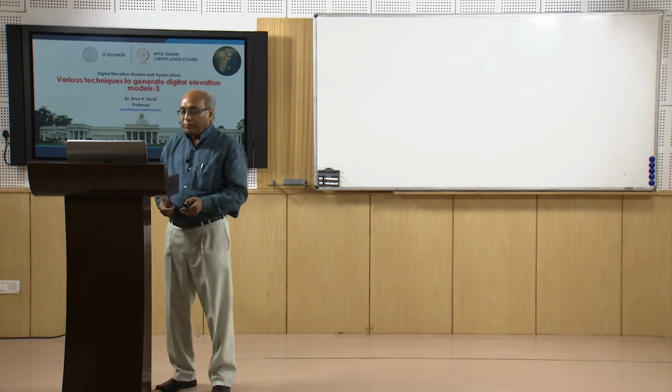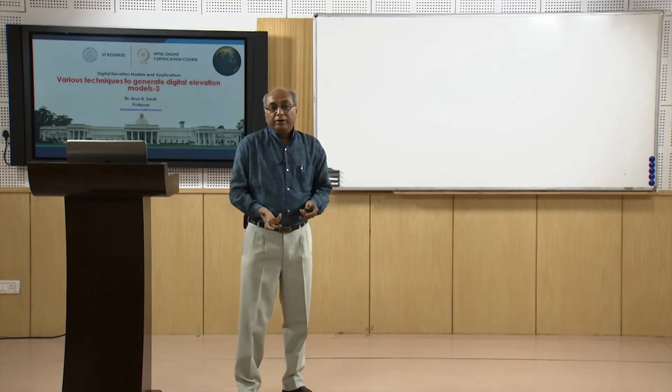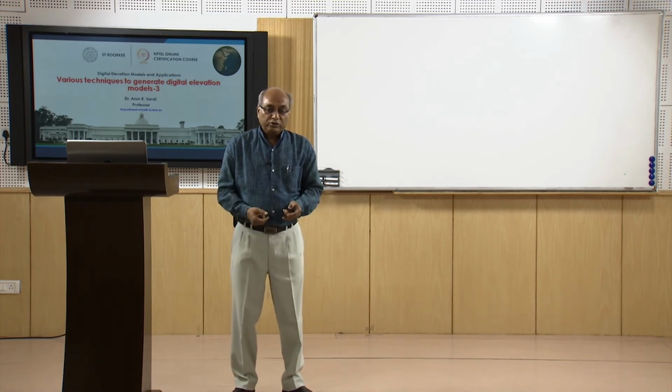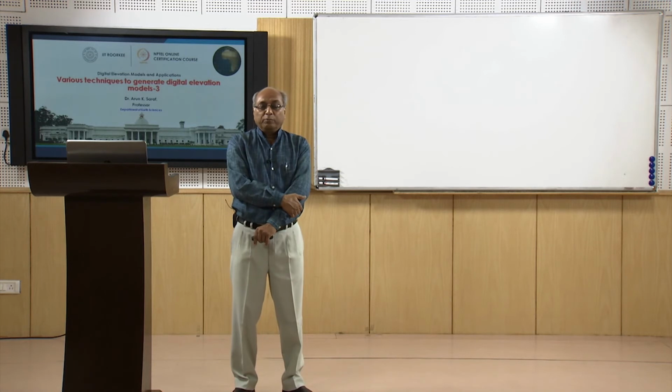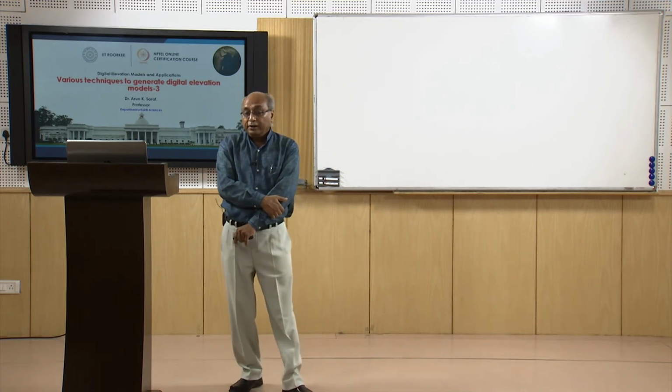SRTM, if I take the example of 90 meter, it is having voids. And we will see some examples. Voids means no data. Voids have occurred because it is based on radar remote sensing data. And as I have mentioned, if it is having a lot of snow or the ruggedness of the Himalaya, it creates problems in the radar data, and therefore voids or no data values were left. So then it becomes really non-usable.